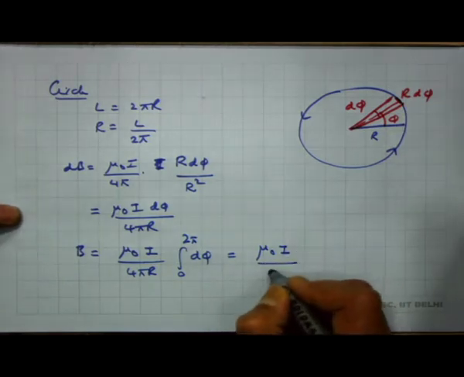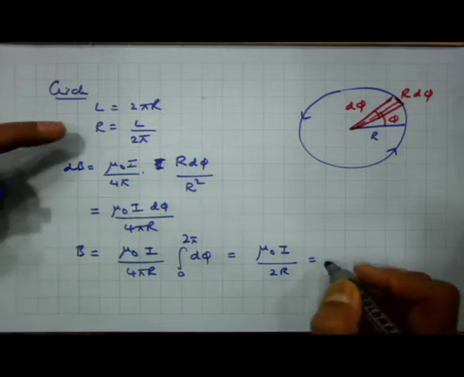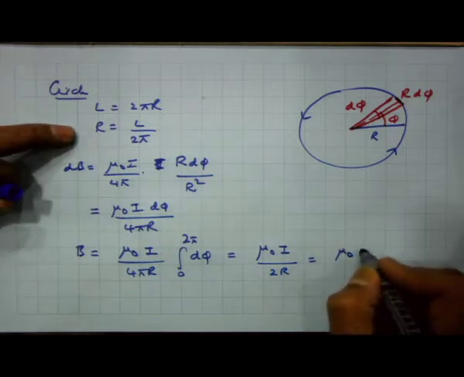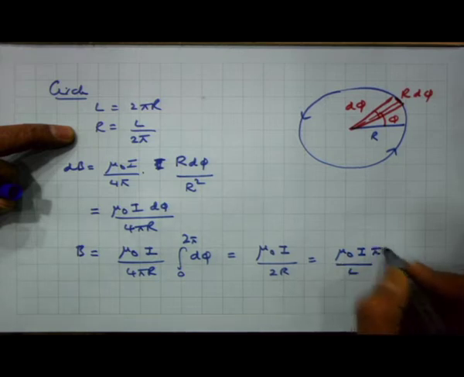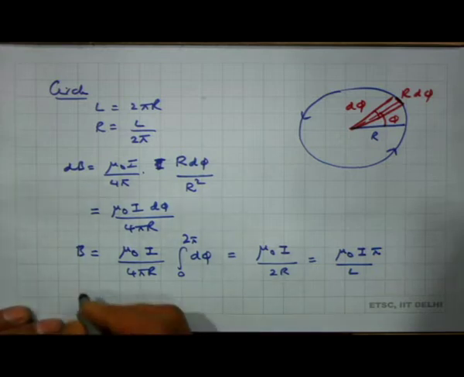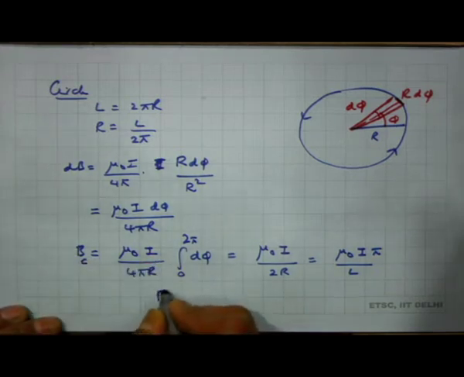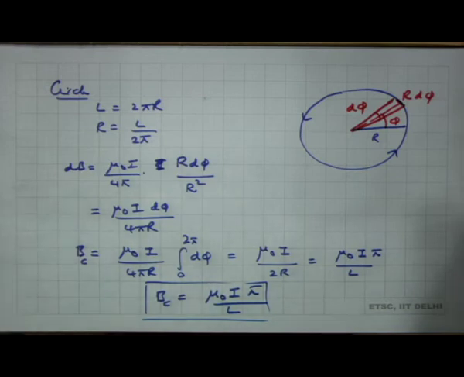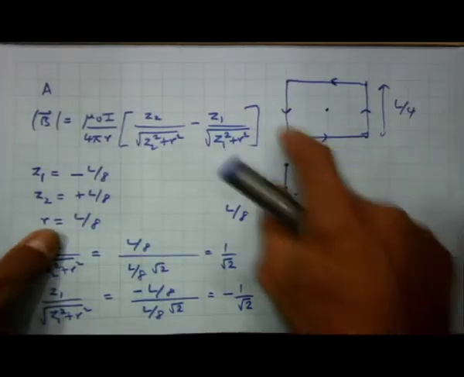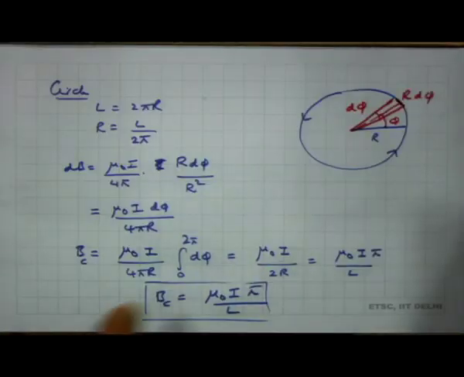which will give me mu naught I by 2 r, and I can replace r in terms of L by 2 pi. So, I get mu naught I by 2 r, which is nothing but L by pi. So, mu naught I pi by L. So, if I call this circle, B circle is equal to mu naught I pi by L. So, I have taken the same length of wire, one put in the form of a square of length L, and the same wire I have bent into a circle, and I find these two magnetic fields.